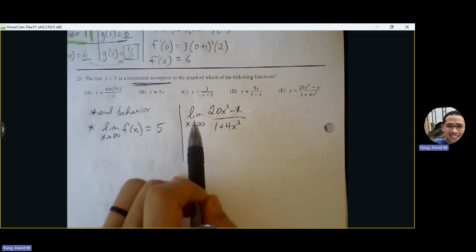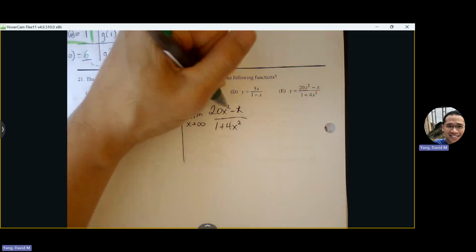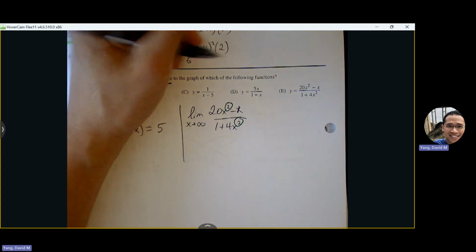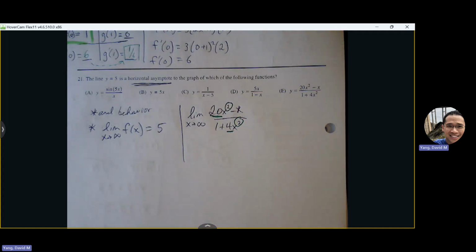We see that if we're approaching infinity, we're comparing degrees. Degrees are the same, so we simply take the ratio of the coefficients. So the degrees are the same, and 20 over 4 is simply equal to 5.